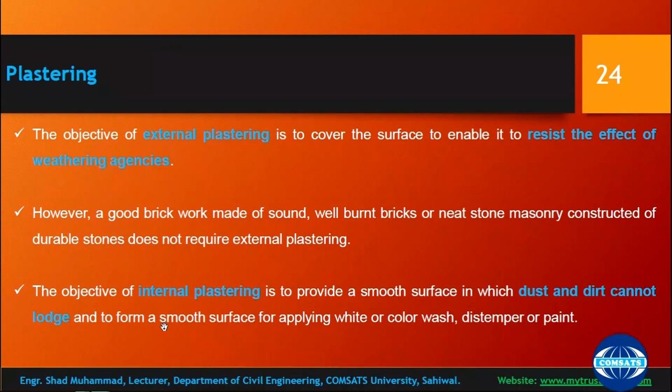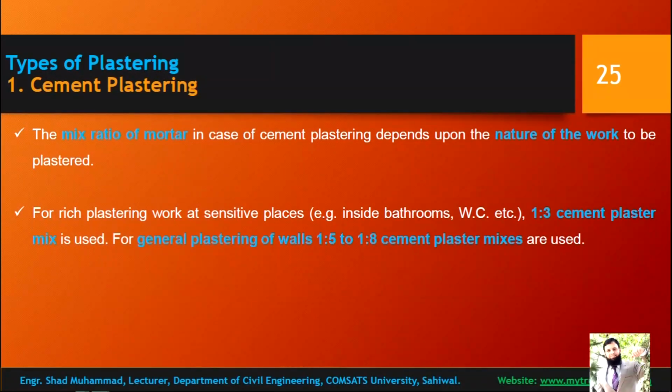The objective of internal plastering is to provide a smooth surface in which dust and dirt cannot lodge. Lodge means to stick, and to form a smooth surface for applying white or color wash, distemper or paint. Means internal plastering should be smooth so that dust and dirt cannot adhere to the surface, and they can be after applying whitewash or distemper or paint. All right. Now let's move to types of plastering.